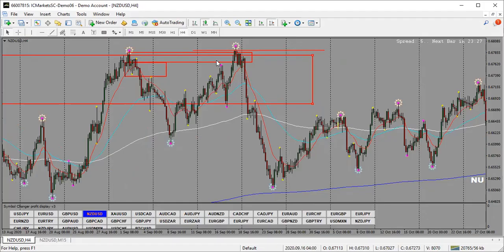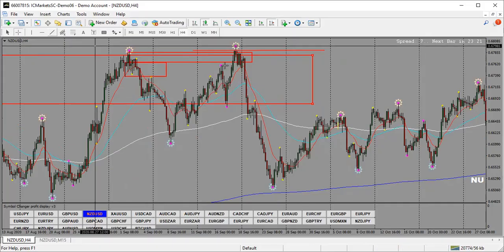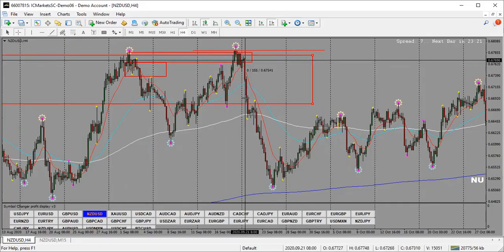It took out those who set stop loss on that high, and those who wanted to sell bought at this high, and price took off from there. You can see that it did a very sharp move from here, an imbalance move of 122 pips, right?